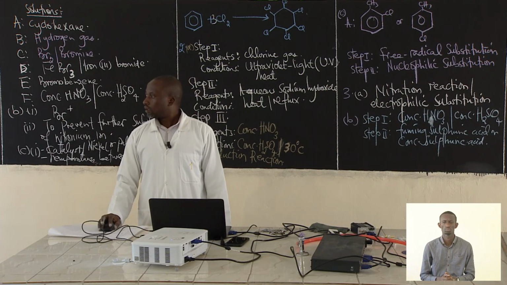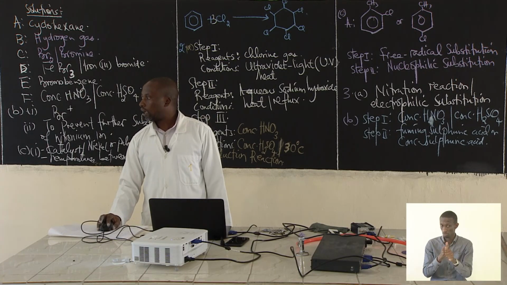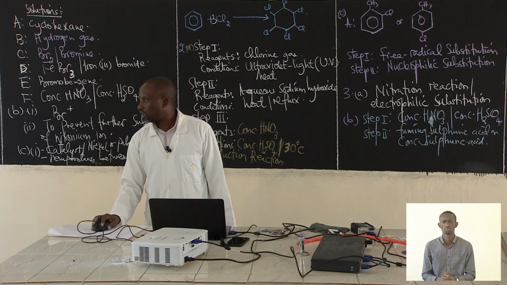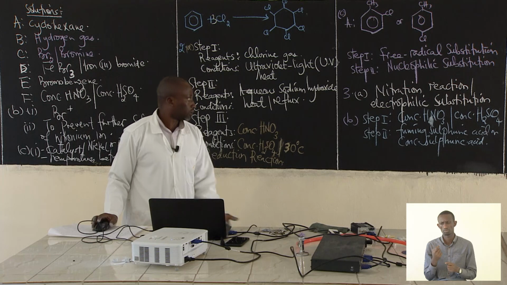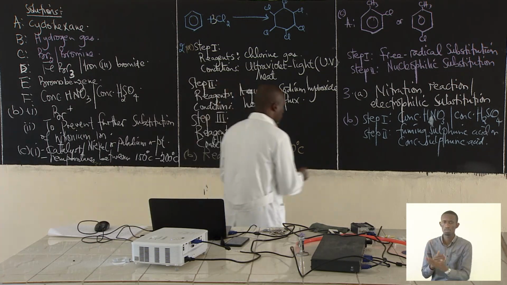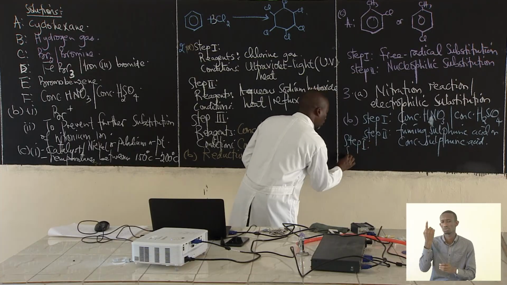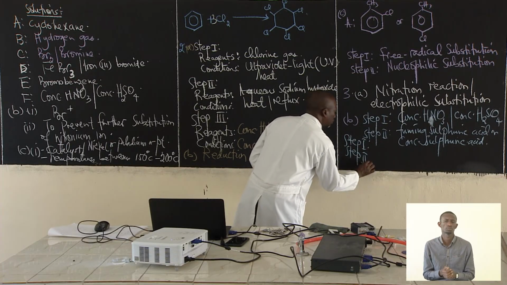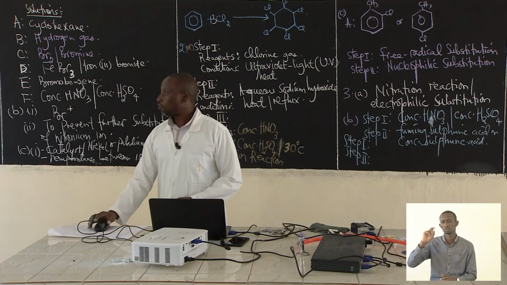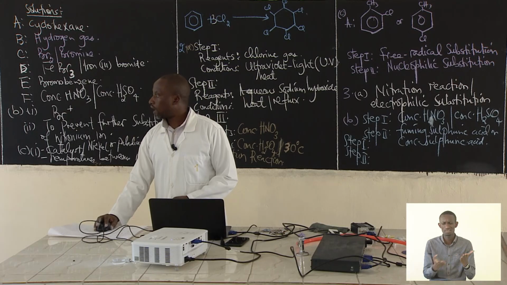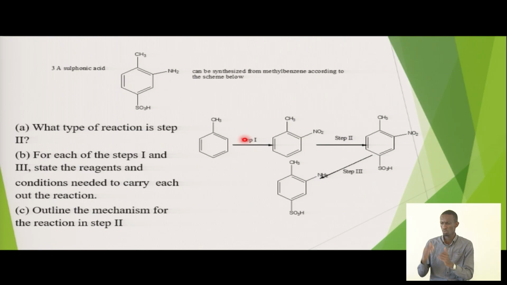And conditions needed to carry out each of the reactions, that is 1 and 2. So you need to indicate the conditions for step number 1, and for step number 2 also the conditions. What are the conditions for step number 1 and 2?